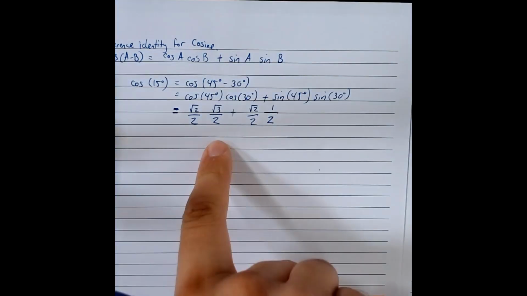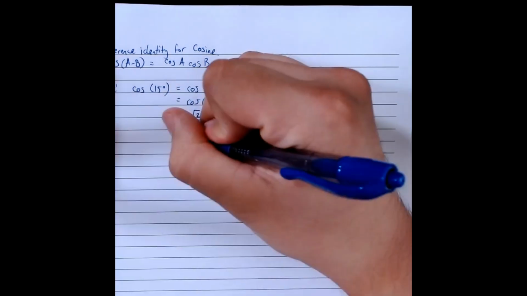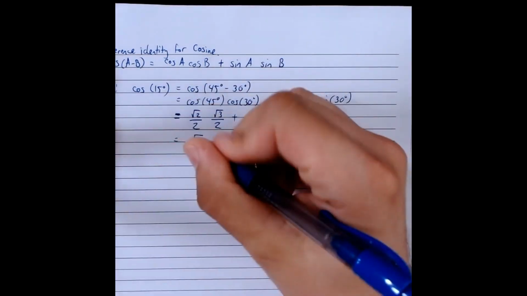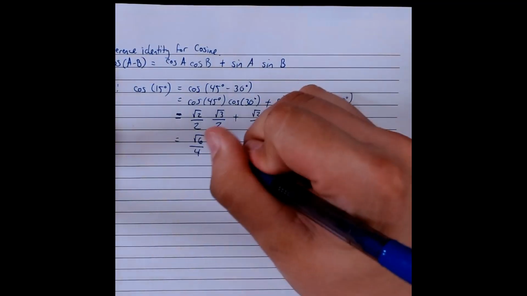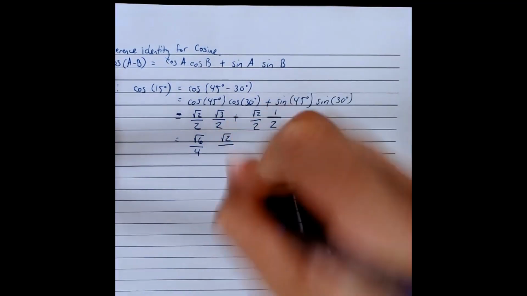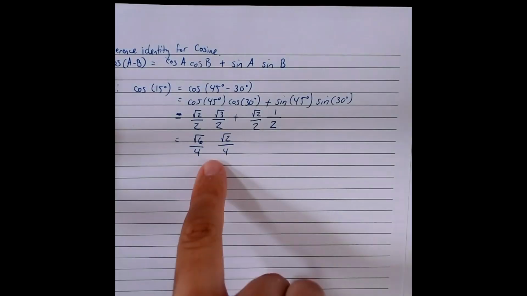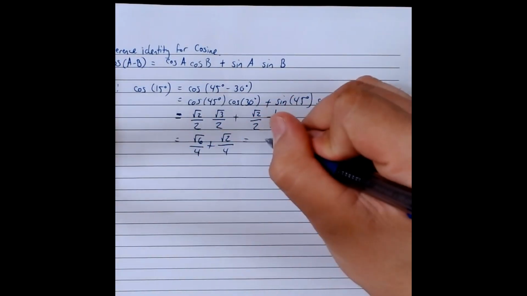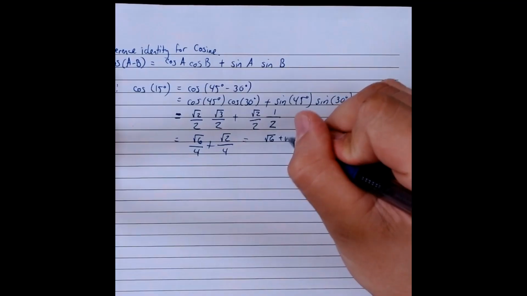Now I can multiply and simplify. The square root of 2 times the square root of 3, that's the square root of 6. The bottom, 2 times 2 is 4. The square root of 2 times 1, well, that's going to stay the square root of 2. And again, the bottom, 2 times 2 is 4. Those are going to be added. And since they already have a common denominator, we can just add. Root 6 plus root 2.